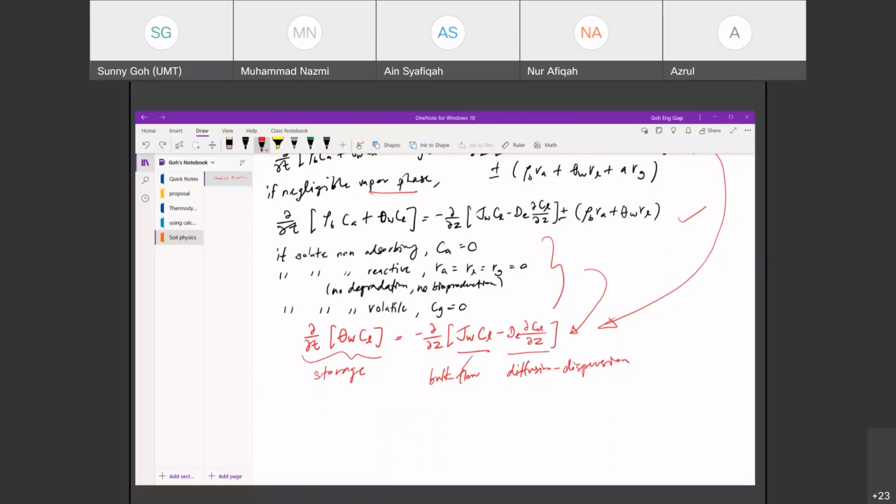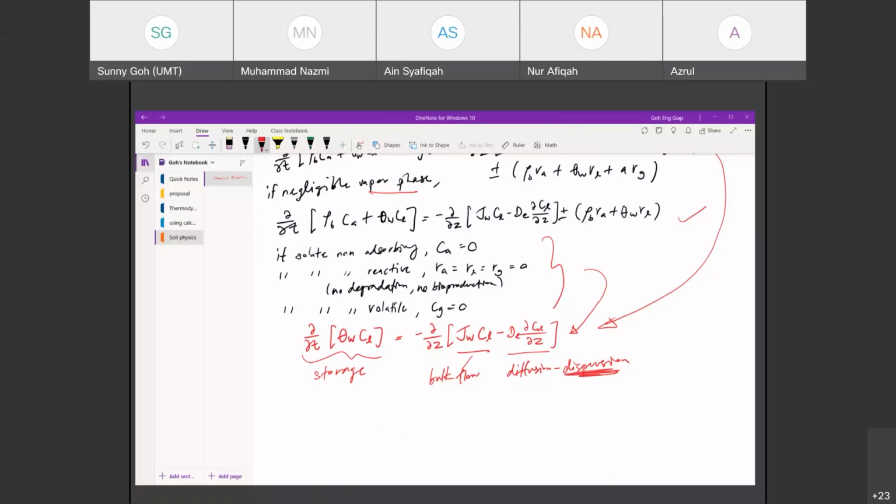For mechanical dispersion, as I told you, this is a correction factor for the discrepancy between experiment and observation. So dispersion is more like a correction, but it's also actually a phenomenon due to the presence of soil that causes this mechanical dispersion to take place. All right. So can we simplify further?